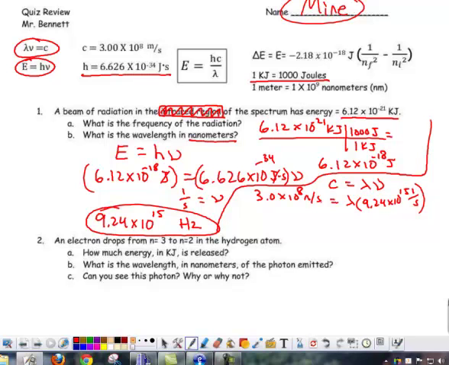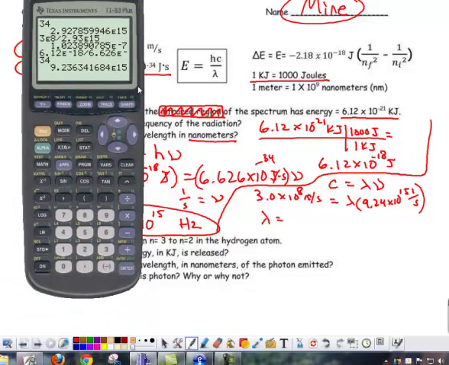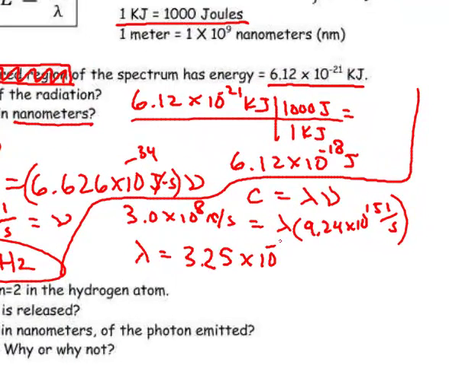Now, what unit do we want to use? Well, this is 1 over seconds. This is 1 over seconds. So our unit that we're going to have when we solve this is meters. So you have to make sure it's in hertz, or 1 over seconds. So now we're going to solve for lambda. So we divide 3 times 10 to the 8th by 9.24 times 10 to the 15th. We get 3.25 times 10 to the minus 8.